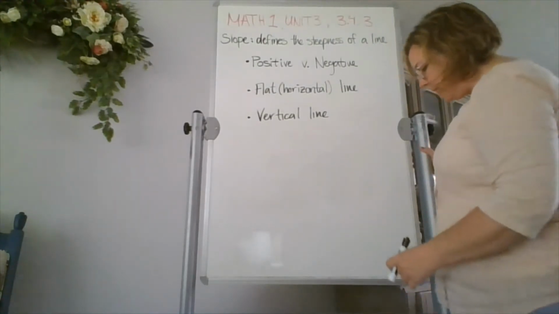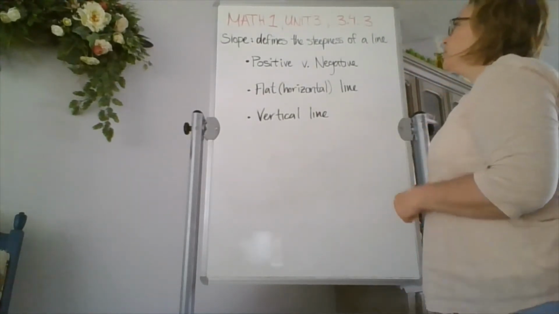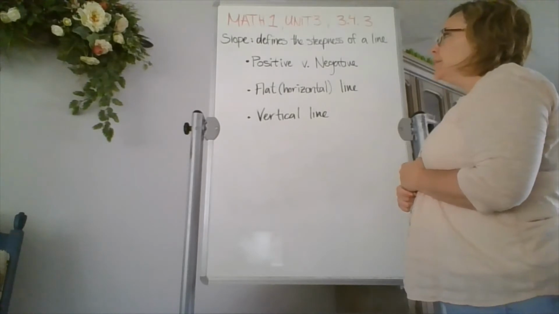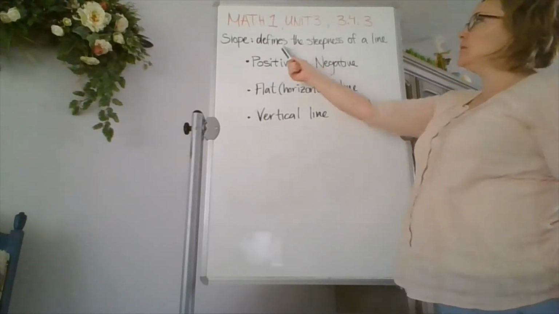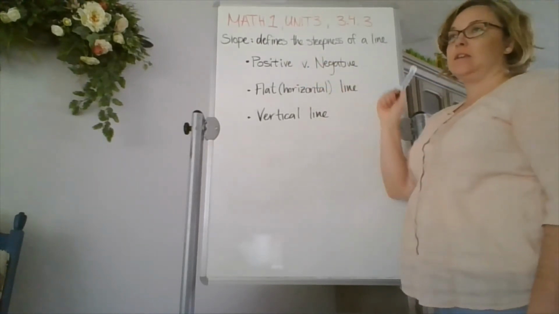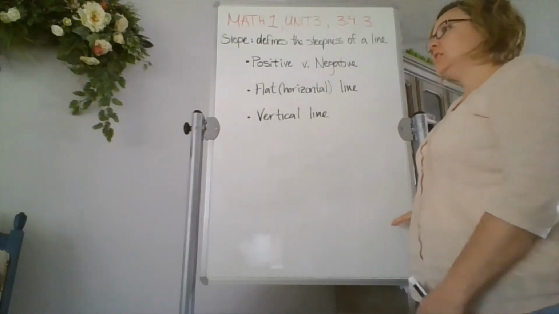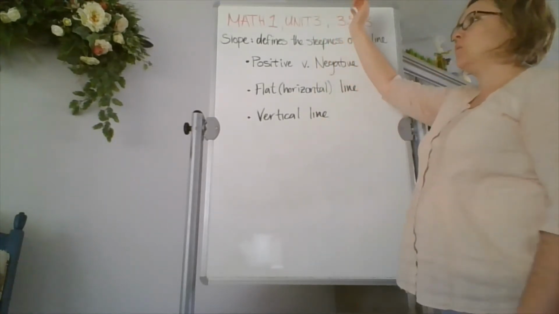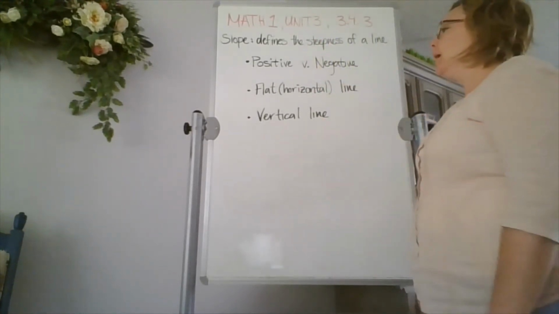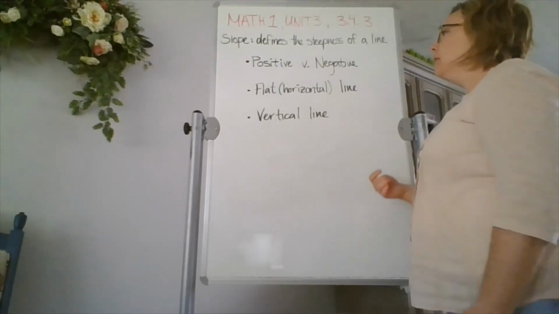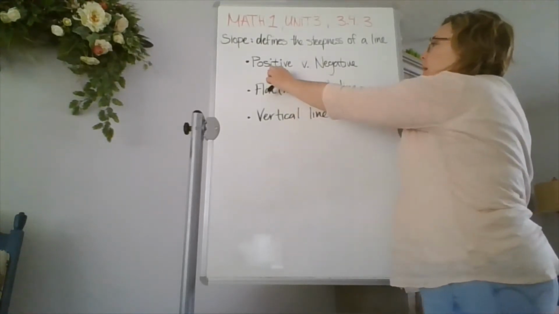Okay, so we're going to talk about computing slope. This is your fourth quiz in Unit 3. It's about finding slope. Slope is what defines the steepness of a line. It tells us how much that line increases or decreases. If it increases, it's positive.